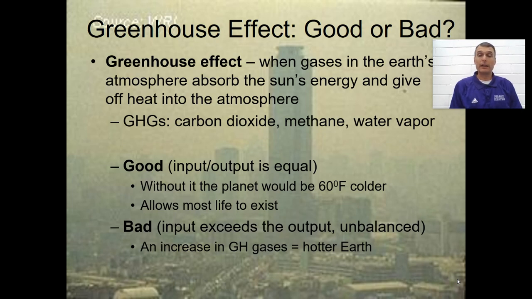It's a bad thing if the energy coming in exceeds the energy going out. So if it's unbalanced, one way to do that would be an increase in greenhouse gases, which means an increase in heat, which would mean a hotter Earth. And that would make the greenhouse effect a bad thing.